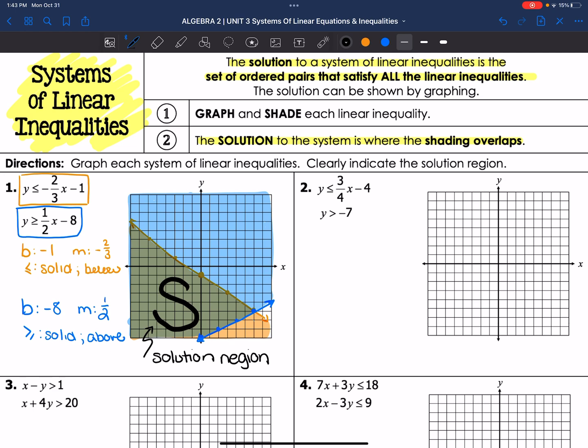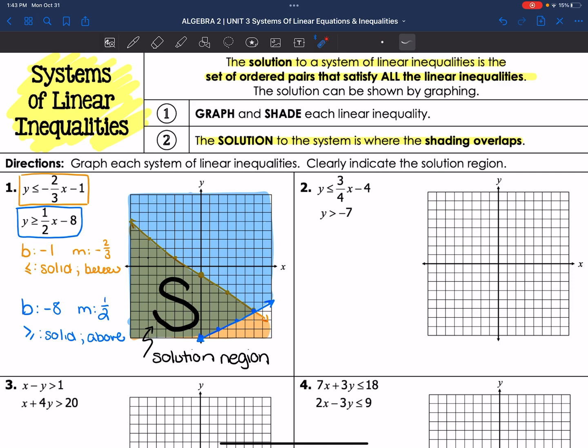Meaning any coordinate anywhere in this area that has been double shaded, any point that I were to pick in this region will make both of those inequalities true, and therefore it is a solution to our system. But if I picked any points over here, or here, or here, none of these points make both of them true. So it is not a solution to the system.